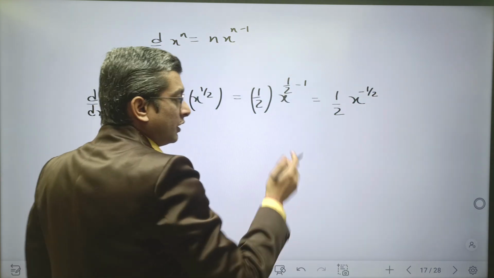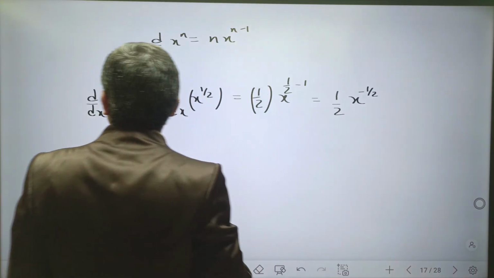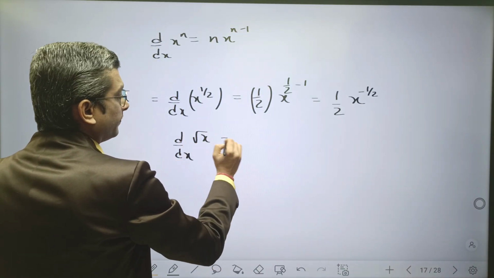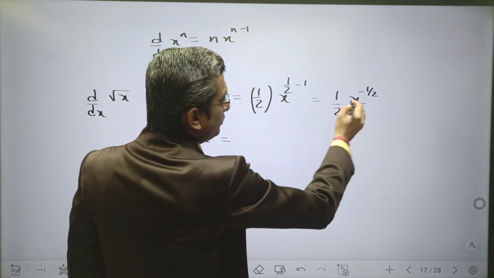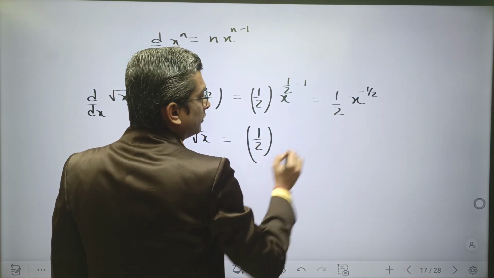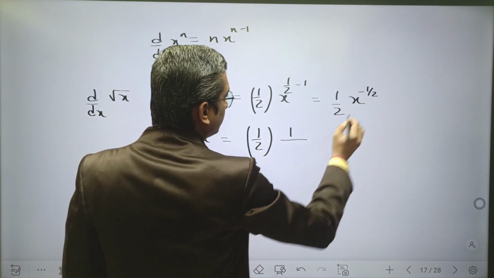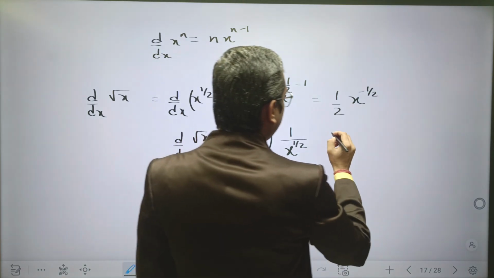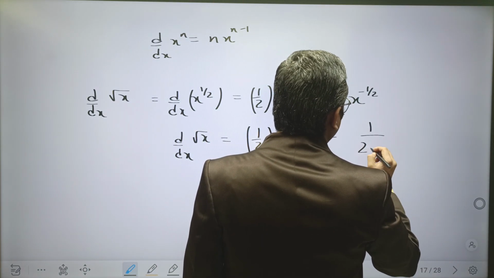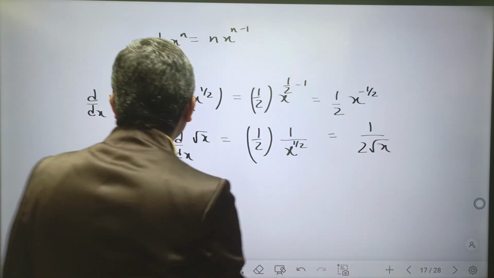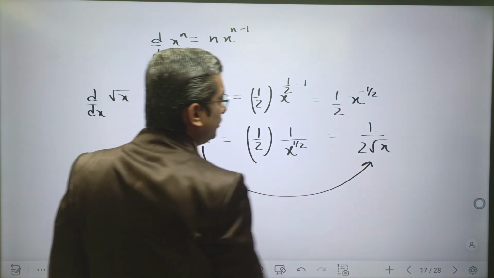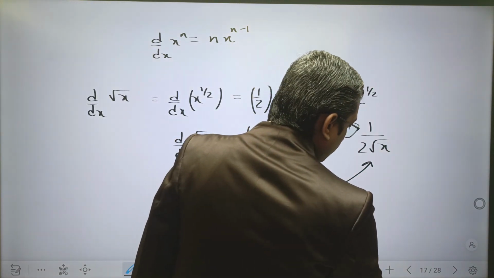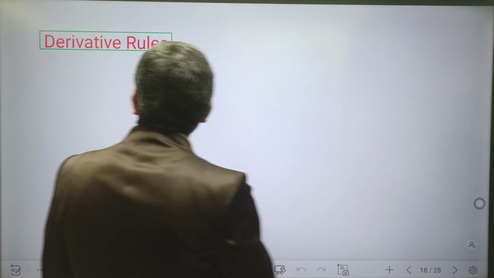Remember the lecture 1 of basic maths. What we do is shift the x from numerator to denominator, then the power will become 1 by 2. And what is x to the power 1 by 2? This is nothing but root x. So d by dx of root x is 1 by 2 root x, isn't it? So these are the formulas. Let us move to the next topic, derivative rules. There are some rules.